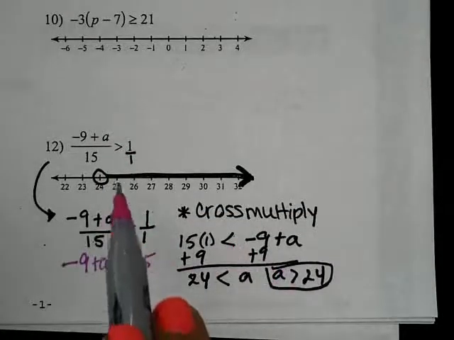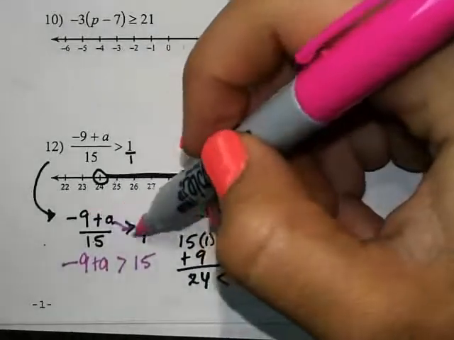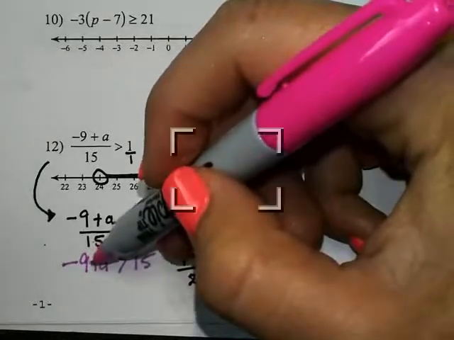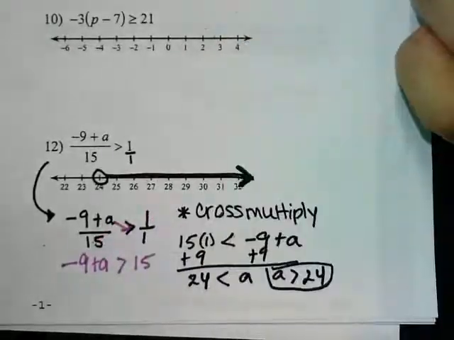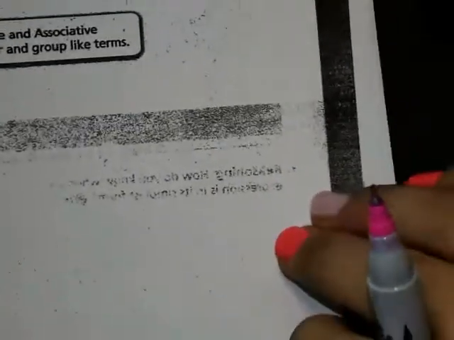That's why this sign and this sign look different. Because I should have done -9 plus a times 1 and put it on the left side, and then 15 times 1 on the right side. Okay, please move to the next page.